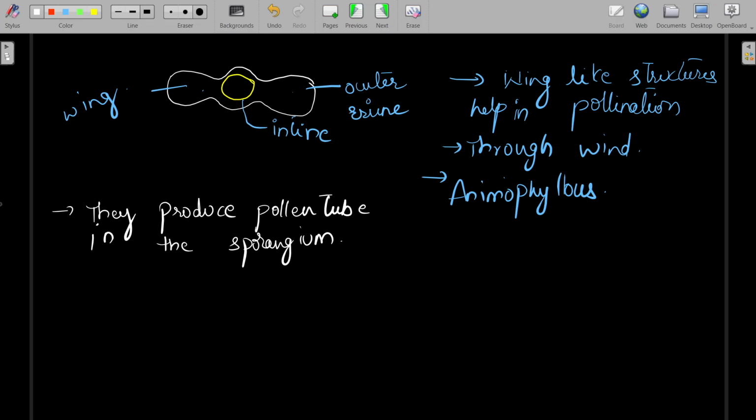Okay. A large number of pollen are produced. Why? Because if wind blows in the wrong direction, there should be some extra pollen for the pollination. If the wind is blown in the wrong direction, the pollen are carried away by the wind, and there would be no pollen for pollination. For that reason, these pollen grains are produced in large numbers.